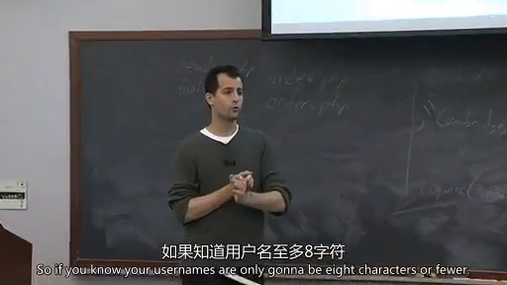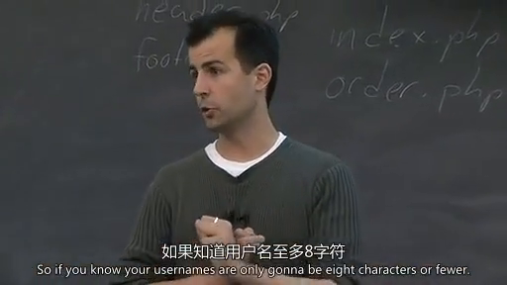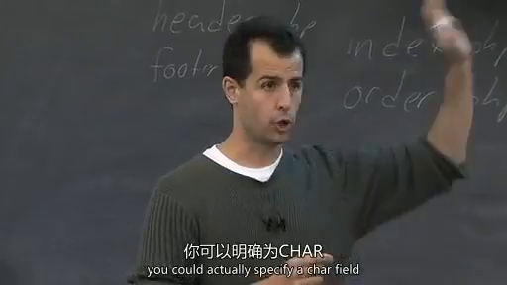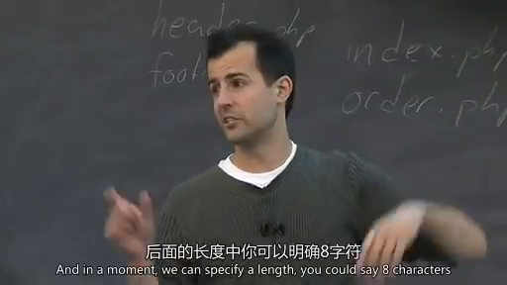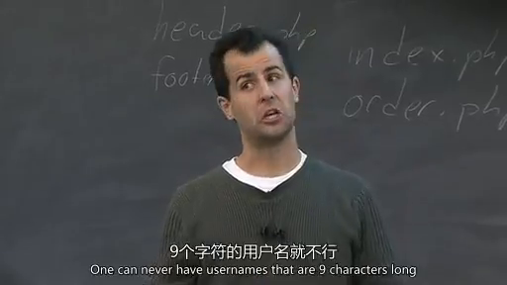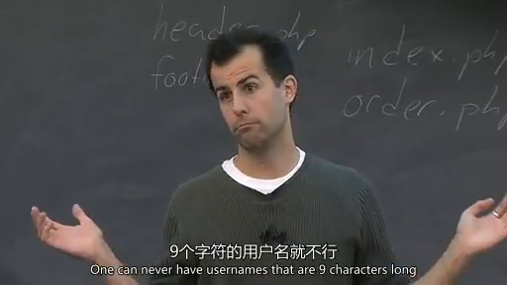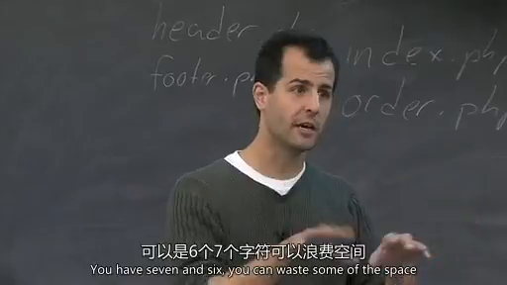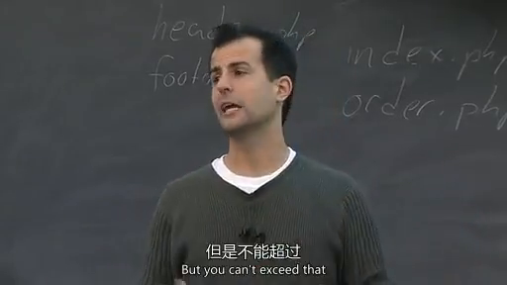So if you know your usernames are only going to be 8 characters or fewer, you could actually specify a char field, and in a moment we can specify a length. You could say 8 characters. Now what's a downside here? One, you can never have usernames that are 9 characters long. You can have 7 and 6. You can waste some of the space, but you can't exceed that.